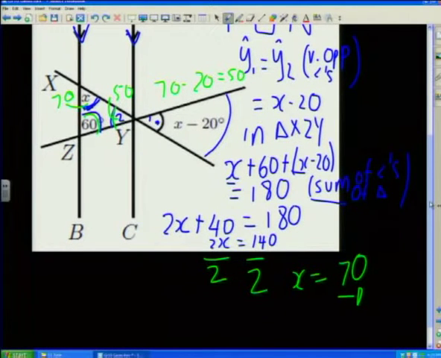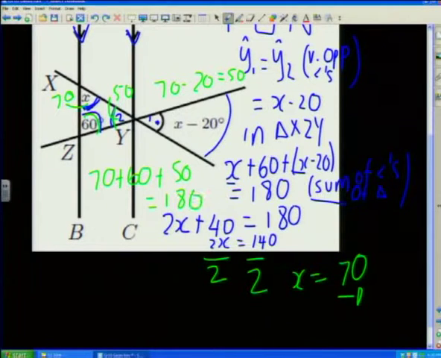60 minus 20 gave us 40. 180 minus 40 was 140. X was 70. So it's 70 plus 60. Oh, no. Okay, my adding is just really bad. 70 plus 60 is 130. And 130 plus 50 is 180. Okay. 70 plus 60 is 130, plus 50 will give me 180.